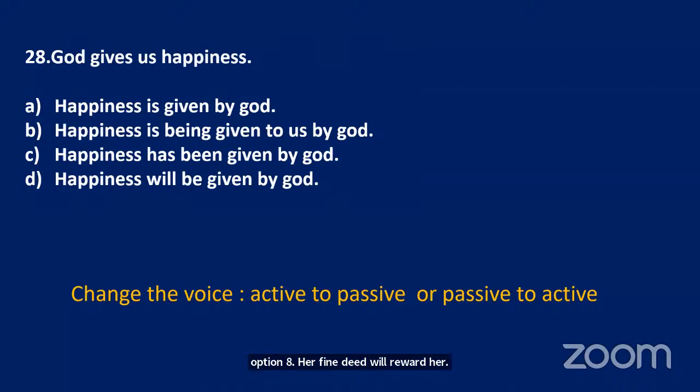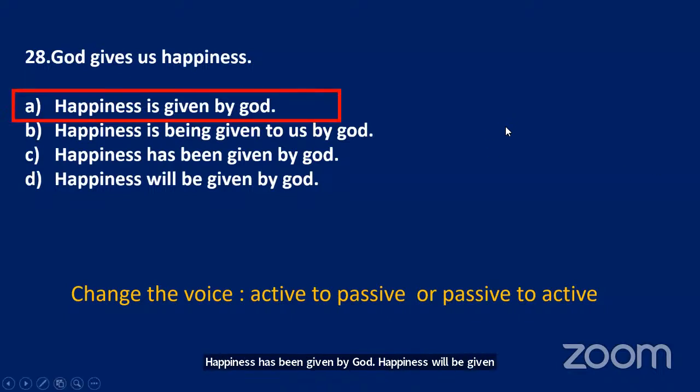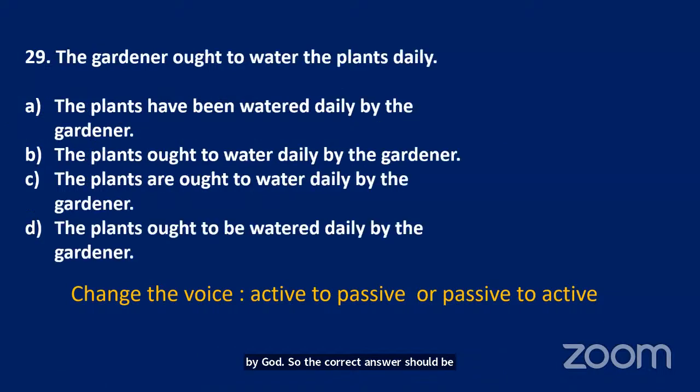God gives us happiness. So, first option, happiness is given by God. Happiness is being given to us by God. Happiness has been given by God. Happiness will be given by God. So, the correct answer should be option A. Happiness is given by God.